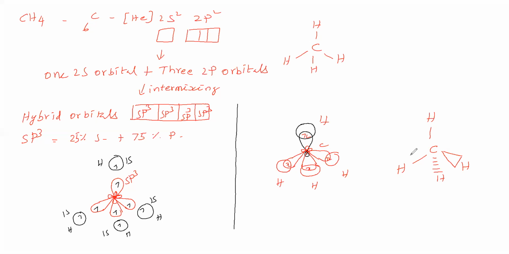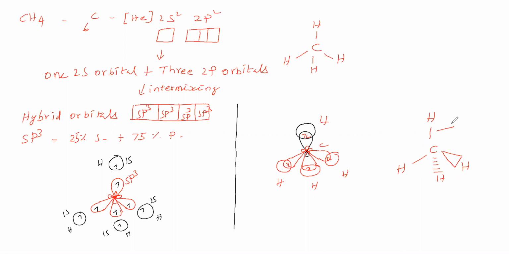This is what we mean by tetrahedron. Tetrahedron means if you join any three hydrogen atoms, you will get an equilateral triangle. And how many equilateral triangles will you get? Four equilateral triangles, therefore tetrahedron. And the bond angle is 109 degrees 28 minutes for this.